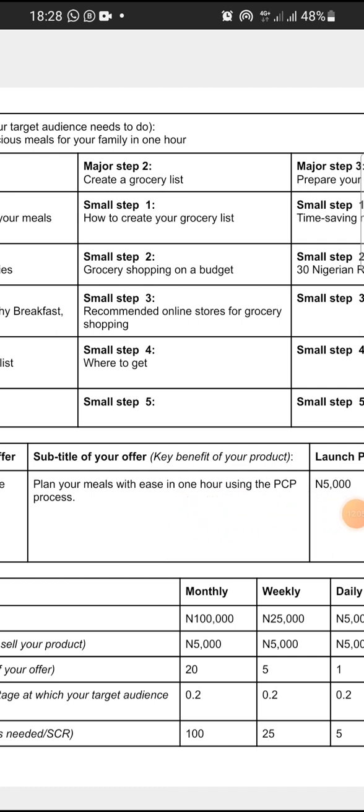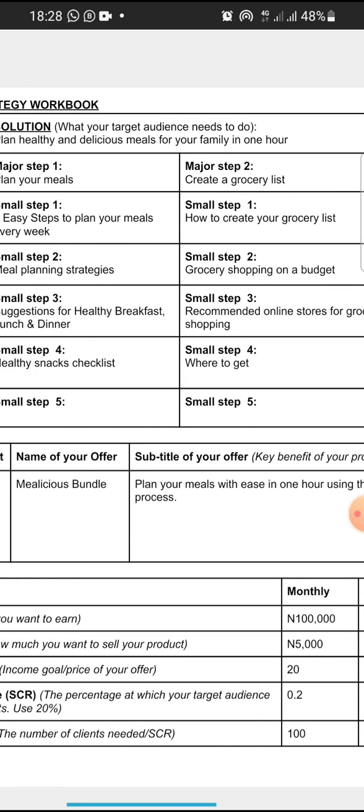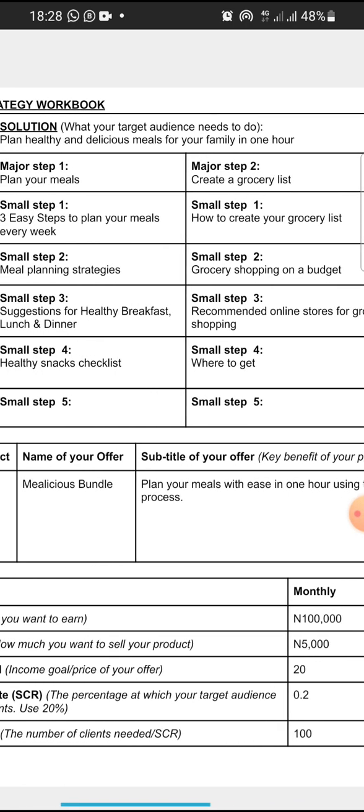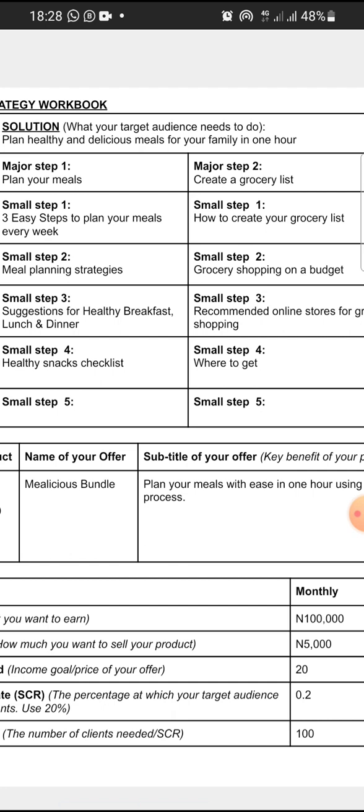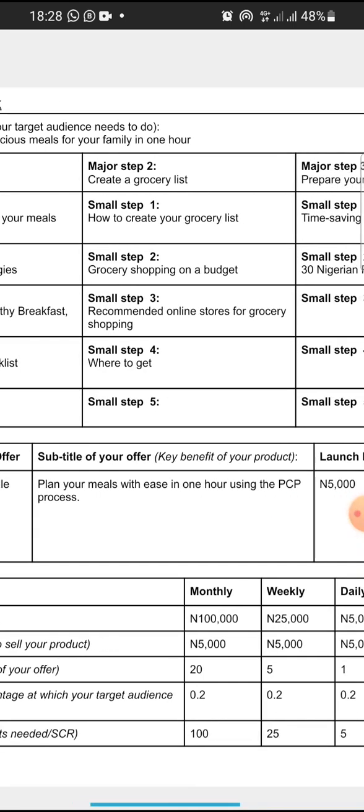Do you understand? So whatever you give to the offer, your name and your subtitle matters, because I've seen cases whereby people have good offers, but because of the way they packaged it or the names that they gave, it wasn't really appealing to their audience. Do you understand? So please make sure that you give a very nice and memorable name for your offer.